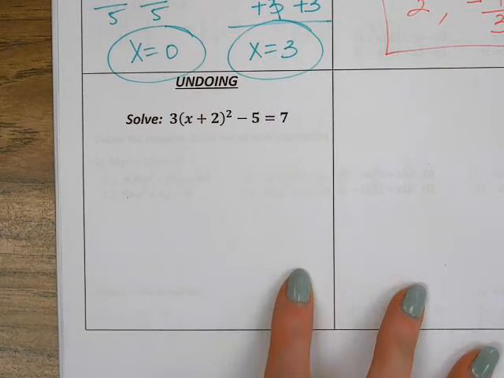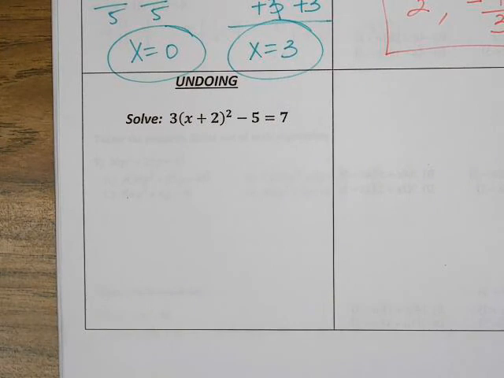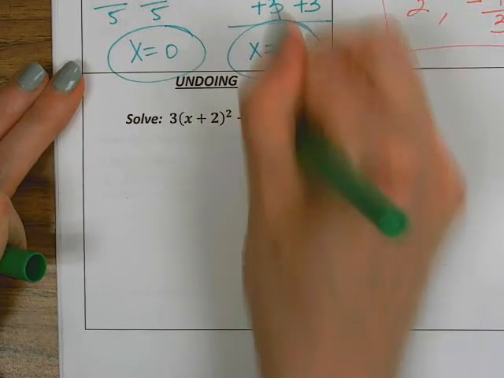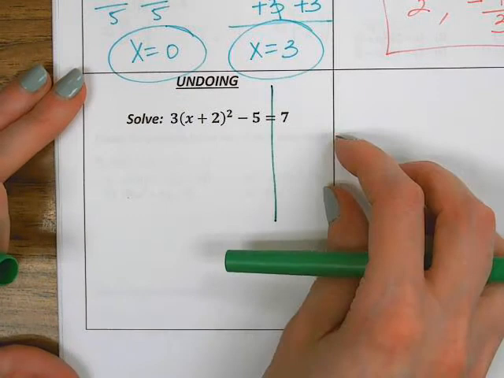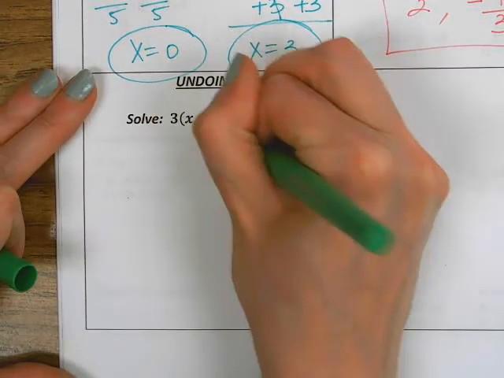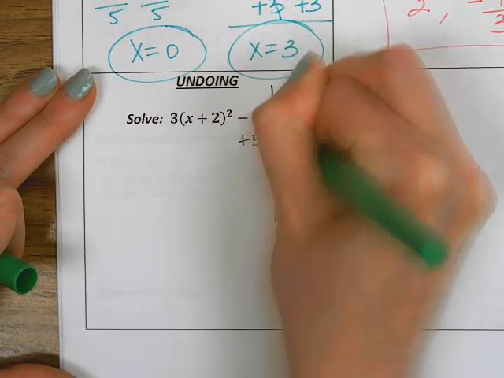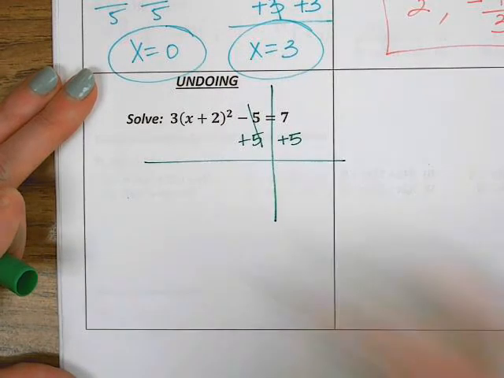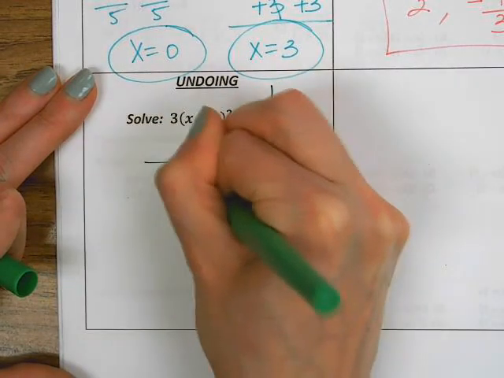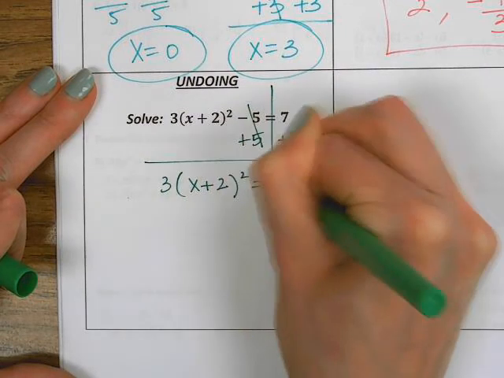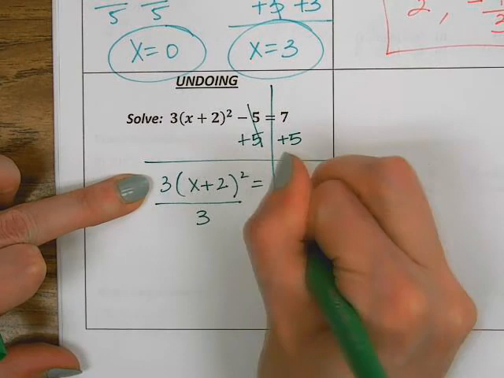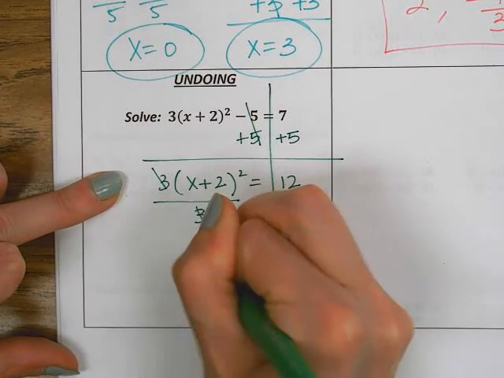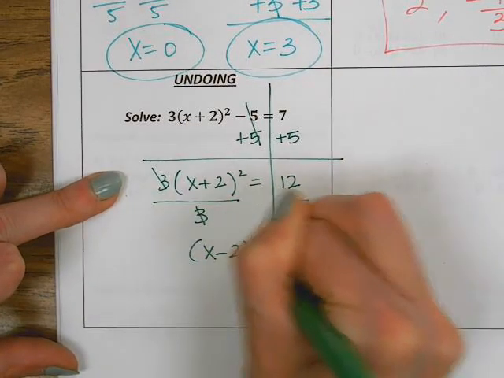And then the last type of solving for quadratics is by undoing. So on these, you draw the wall and you start undoing operations until x is alone. So we're going to start by adding the 5. And now we're at 3 times x minus 2 squared equals 12. And then we're going to divide by 3. And now we're at x minus 2 squared equals 4.